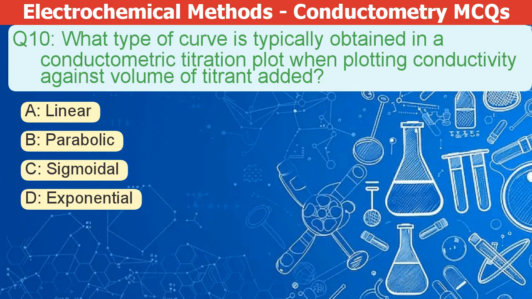What type of curve is typically obtained in a conductometric titration plot when plotting conductivity against volume of titrant added? A. Linear. B. Parabolic. C. Sigmoidal. D. Exponential.